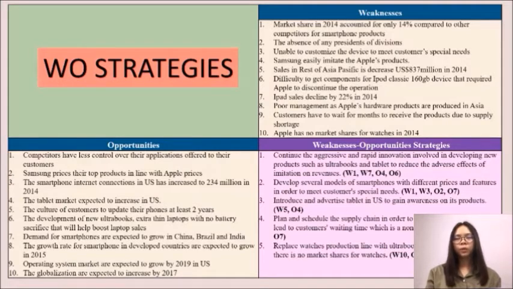Last but not least, we will recommend Apple to replace the watch production line with Ultrabooks in order to reduce the cost, as there is no market share for the watches, but there is increasing demand for the Ultrabooks. So this is referred to W10 and O6.